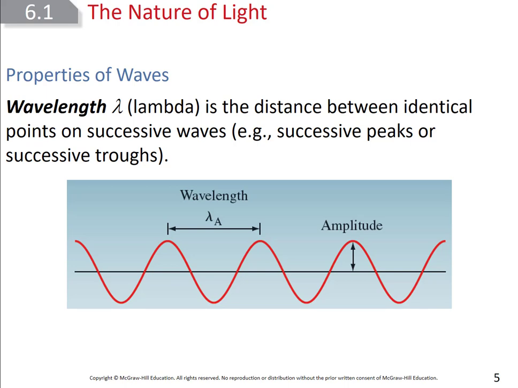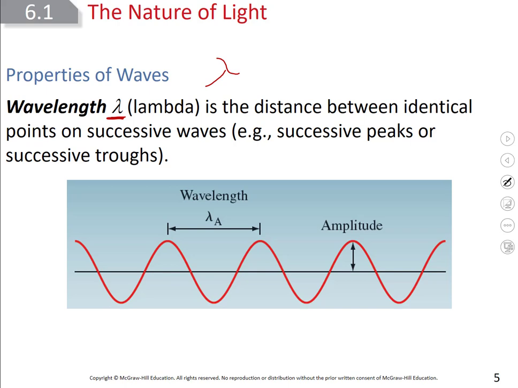The first one is the wavelength. So wavelength is given the Greek letter lowercase lambda. So this is a lowercase lambda. When I write it, I draw it like that. That's lambda. This is the distance from any point on a wave to the repeating point on the subsequent wave.